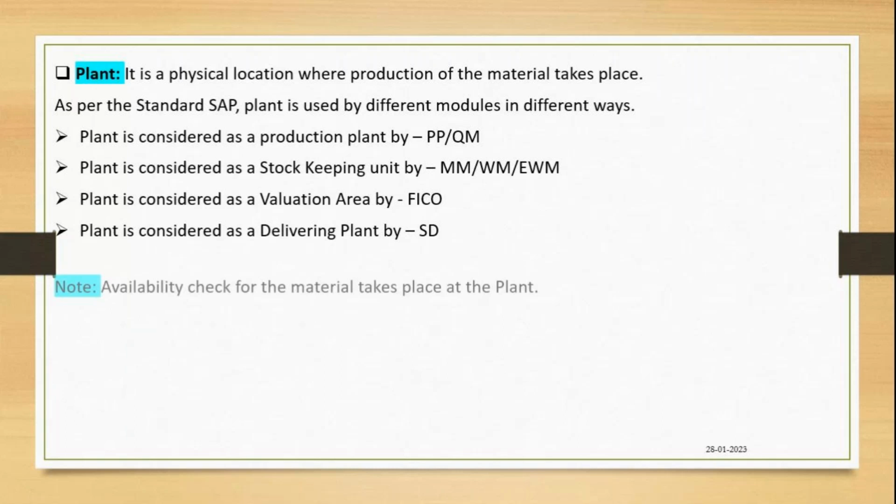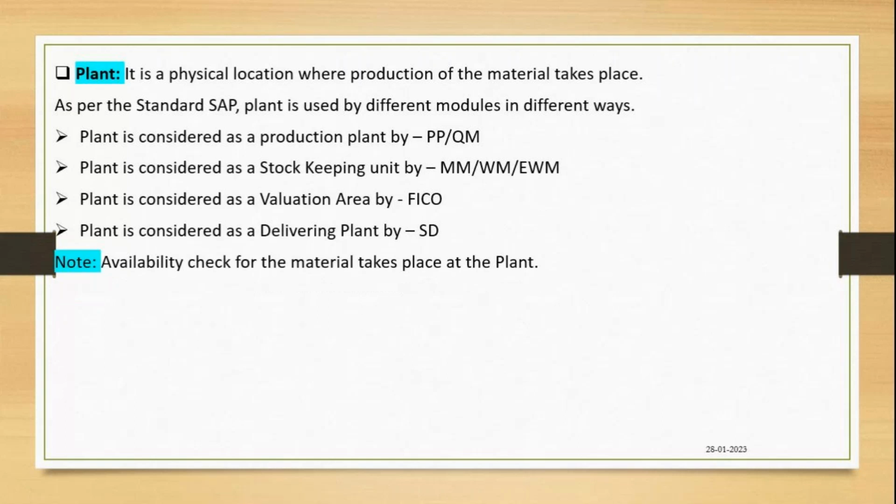And a very important point already discussed, availability check for the material always takes place at the plant level. Whenever you are creating a sales order for the customers, you enter some material, some quantity, and the system checks whether that material is there or not. At what organizational element is the availability check performed? At the plant level. This is again one more interview question.